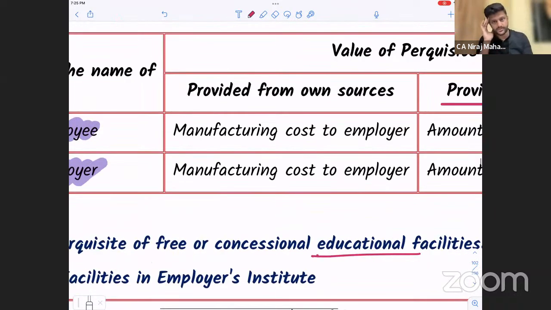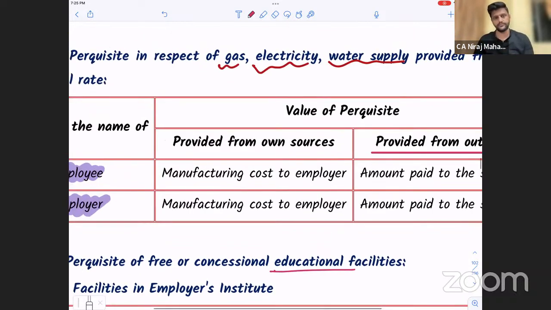However, now check here. Provided from own sources. Provided from own sources means what? What do you think? It means the employer is in the business of production of gas or supply of gas, or electricity. Like there is, I think, Tata Power, correct? Then there is Adani and Reliance also, for example, in the market of providing electricity. Or you are in the business of water supply. That is also a business, no?